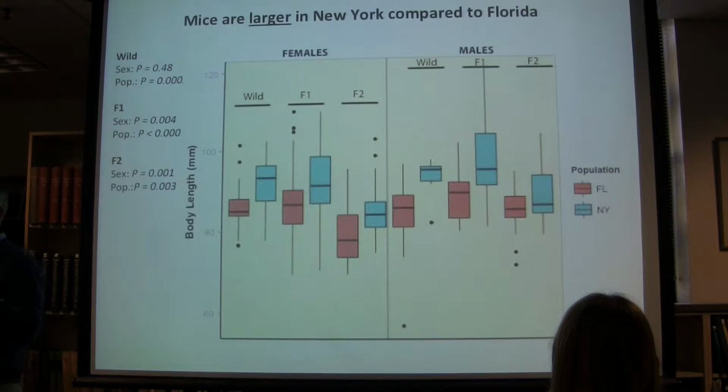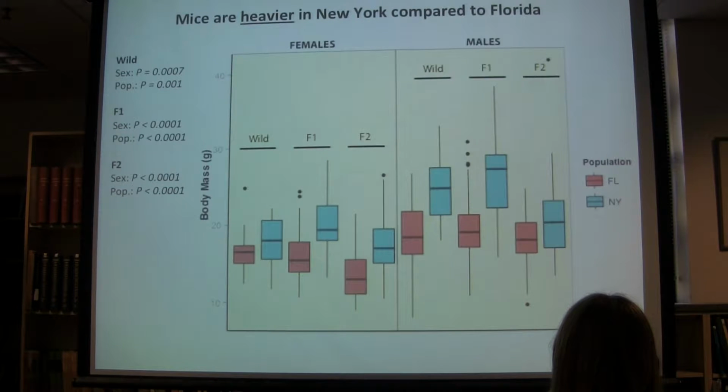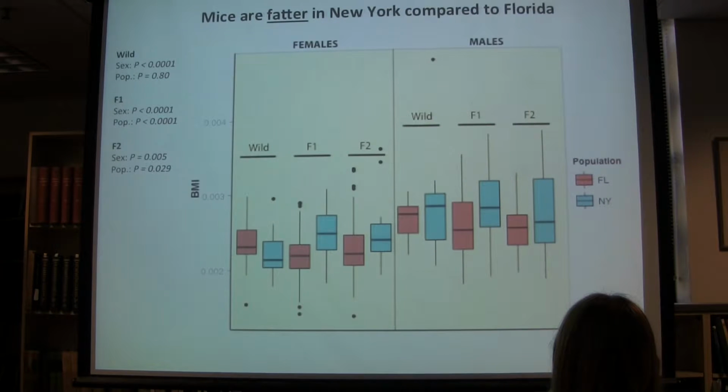So we know that the differences are genetically based. We know that they're not just maternal effects. So you go to F2 or later generations and the differences persist. These mice are heavier in New York compared to Florida, and they're fatter.